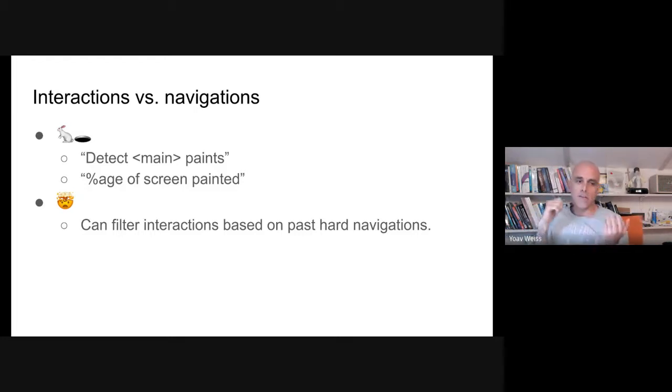Then for interactions versus navigations, that is a rabbit hole I spent a lot of time on. A few ideas were to detect paints to the main element. And then there were concerns that people will just add, like, what happens with multiple main elements, which is a possibility. What happens when the main, not event, main elements.